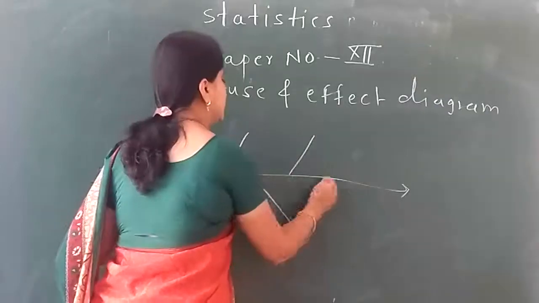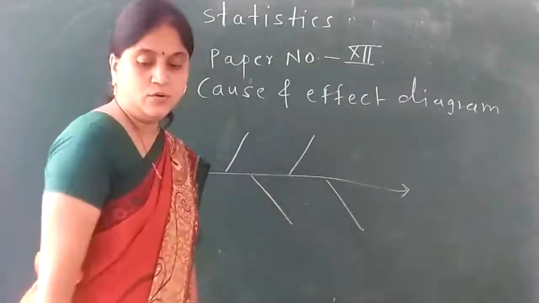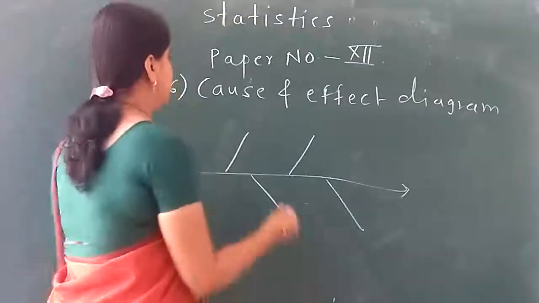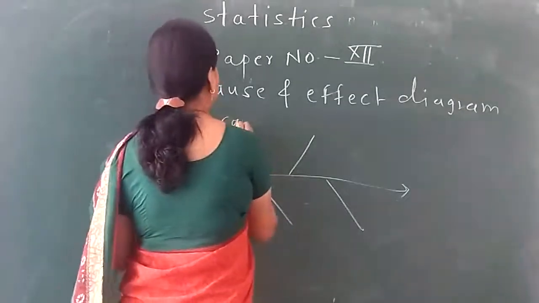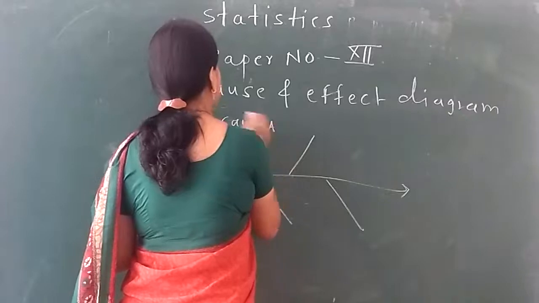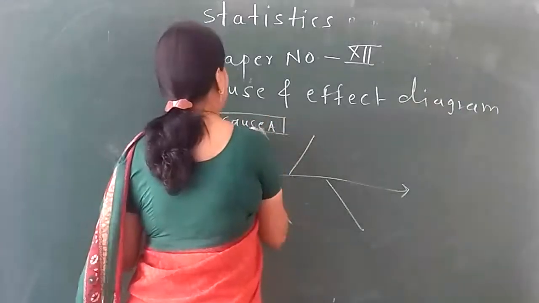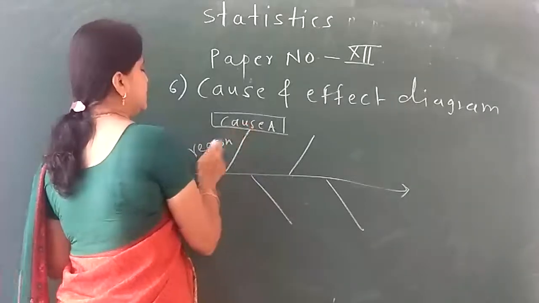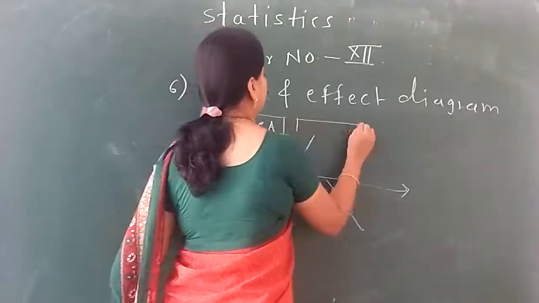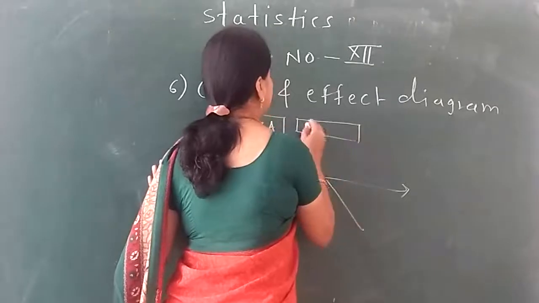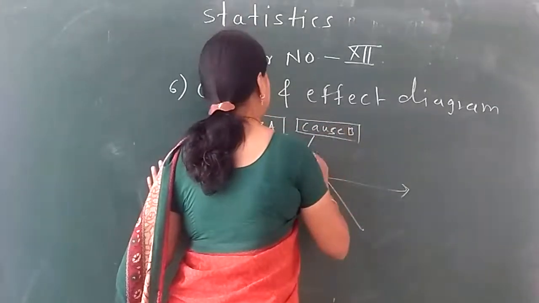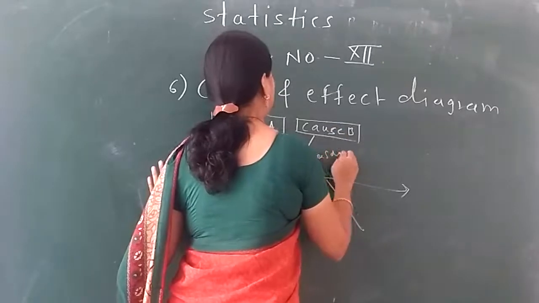So it looks in this manner. Over here I have cause A, cause B and reasons. So over here I can write what the cause is. This is my cause, and this is the reason of that particular cause, and this is cause B, suppose. And this is the reason why this cause occurs.